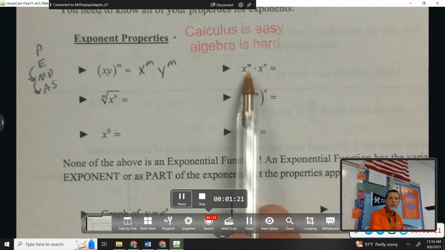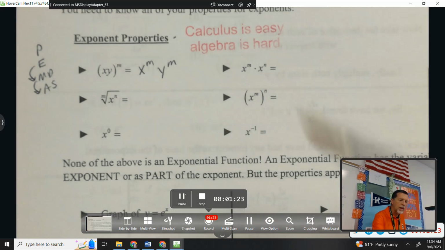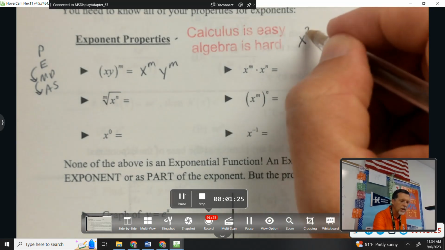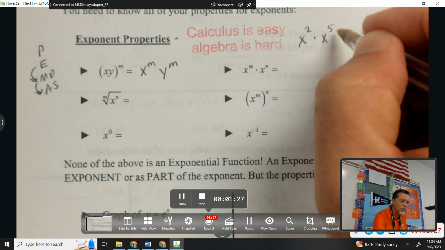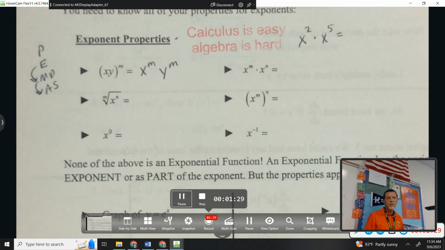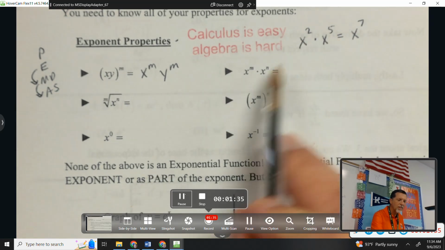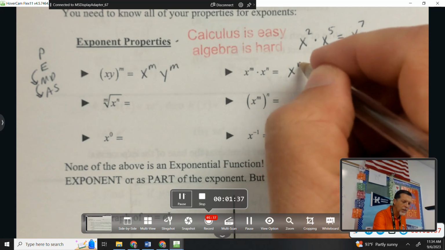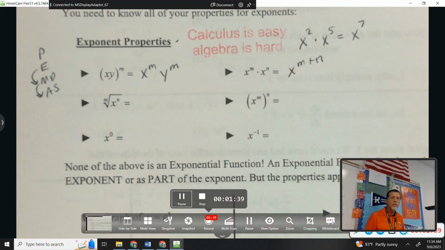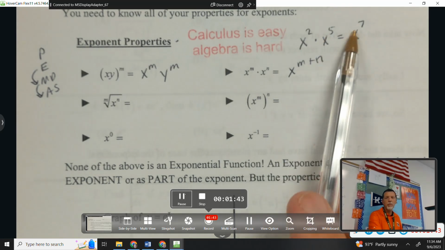What do we do when we are multiplying with the same base? You know what? Let's back up. Let's do something that I know you know the answer to. What's x squared times x to the fifth? X to the seventh. So what did you do with the 2 and the 5? You added them, so x to the m plus n. Sometimes it's easier with actual numbers than with letters.